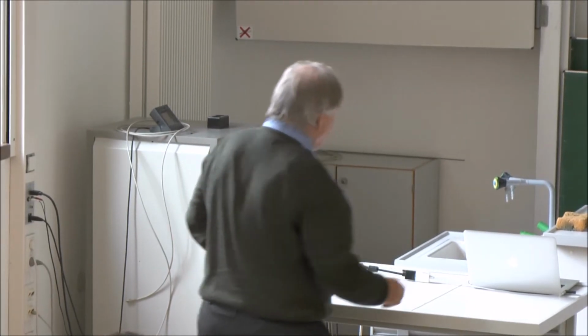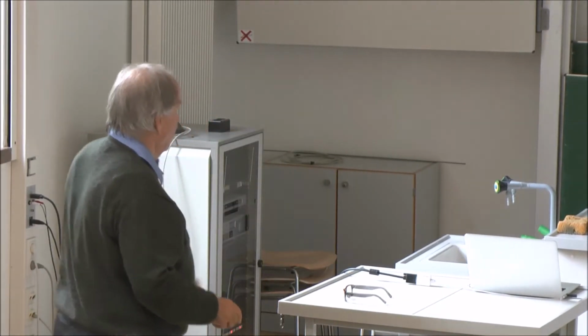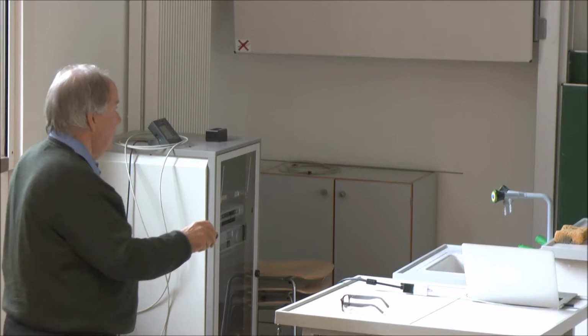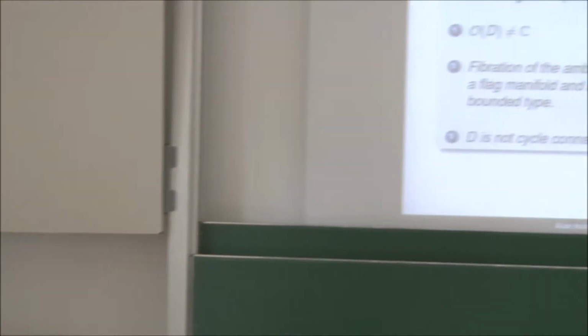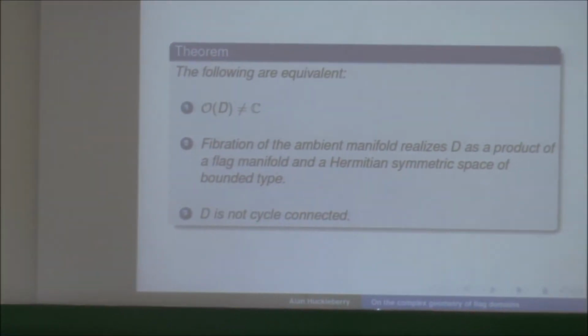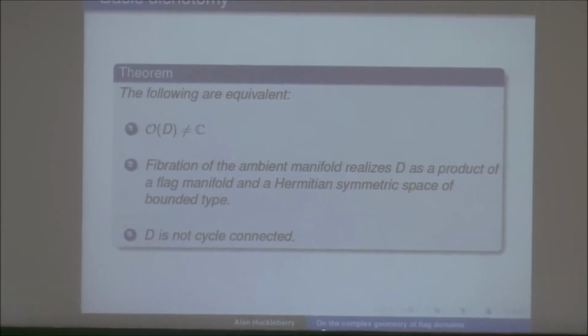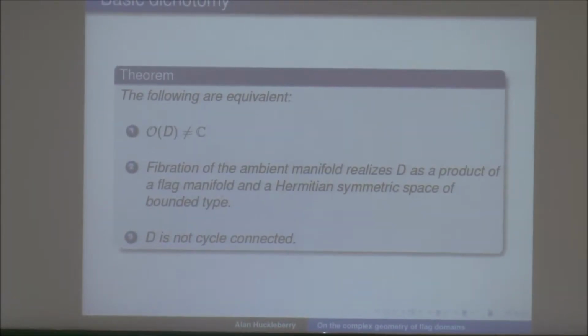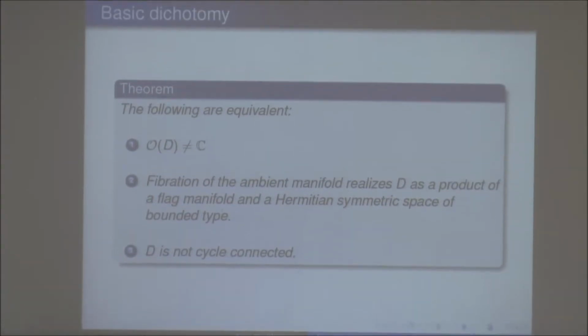Okay? So in that case, when you get that situation, you can move cycles all over. The definition of cycle connected is: given two points, there's a chain of cycles which is connected, which goes from one to the other. That's the standard notion in algebraic geometry. So this is the basic dichotomy: either you have this trivial situation, or it's cycle connected.